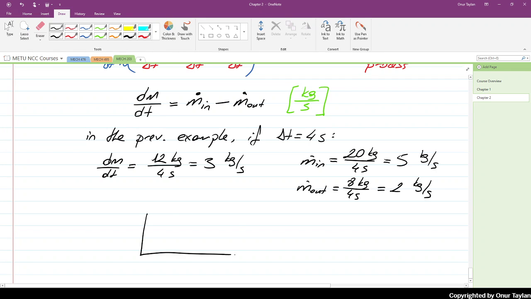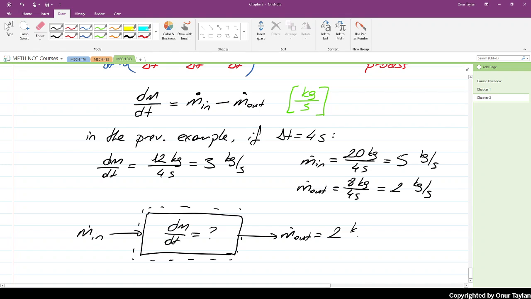This is the system once again with the system boundary. In this case, I'm not asking for delta m, I'm asking for dm by dt. So for each and every second, how much mass change we have. These values are known. This is 2 kilograms per second. This is going to be 5 kilograms per second.